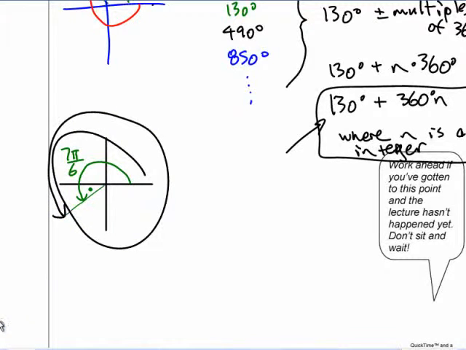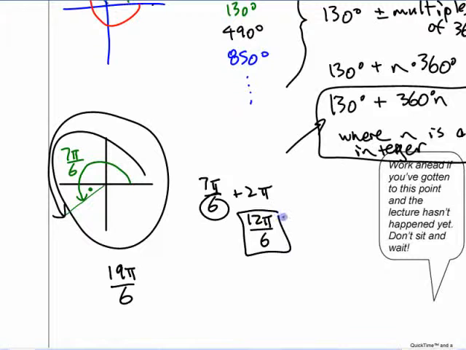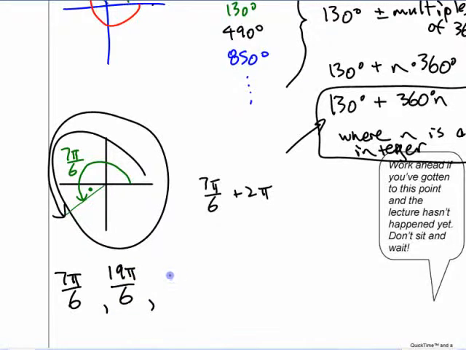Nice circles, eh? How much do you add on when you're working in radians? You add on 2 pi, and you're at 19 pi over 6, because you're 7 pi over 6 plus 2 pi. 2 pi is like 12 pi over 6. If you're working with sixths, think of 2 pi as 12 over 6, and then you've got your 19 pi over 6 there. What would the next one be? You've got another 12 on there, 31 pi over 6.